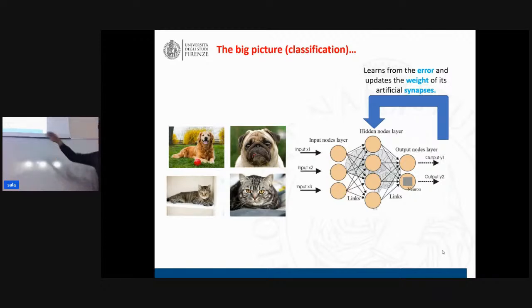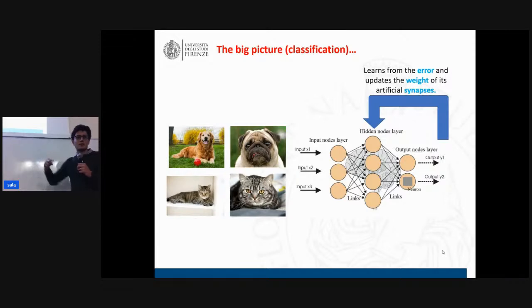Then, since you know which one is a cat and which one is a dog, if the network makes a mistake, you can implement a mechanism of error correction. Say you pick the bottom right cat, I make the network see that cat, and the network predicts that it's a dog. I can go back and say to the network, okay, now you have to change your synaptic weights in such a way that the next time you will correctly predict that it's a cat.